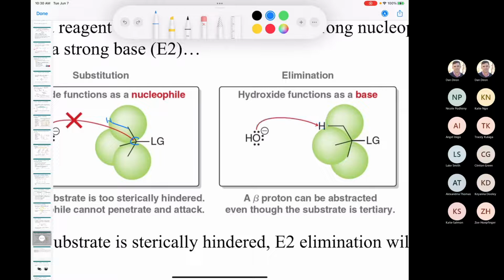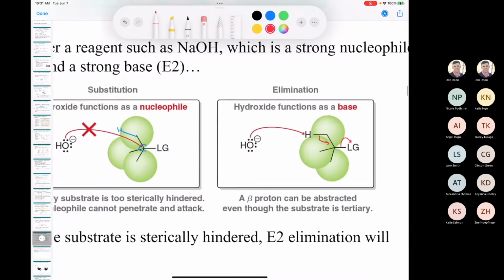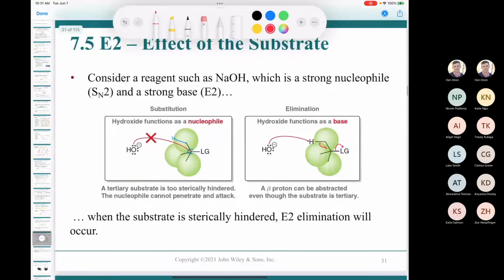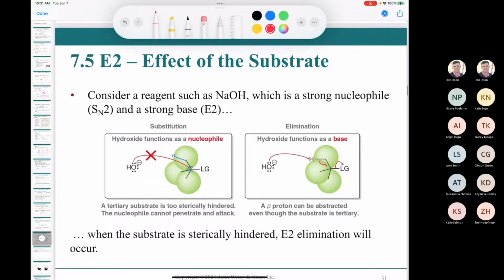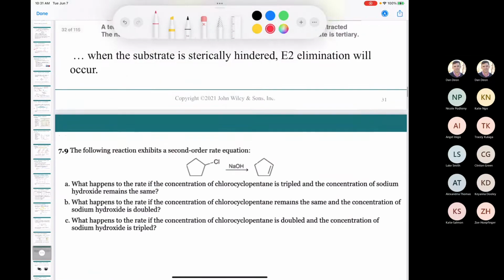So when it pulls off that proton, these electrons are going to form a pi bond and you're going to lose a leaving group. And that is why when you have a hindered substrate, E2 elimination is going to predominate. And so what have we got? A strong base, a strong nucleophile like sodium hydroxide will give us an SN2 reaction with a primary alkyl halide, but will give us an elimination reaction with a tertiary alkyl halide.